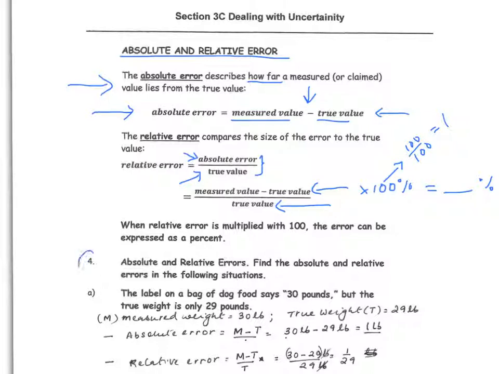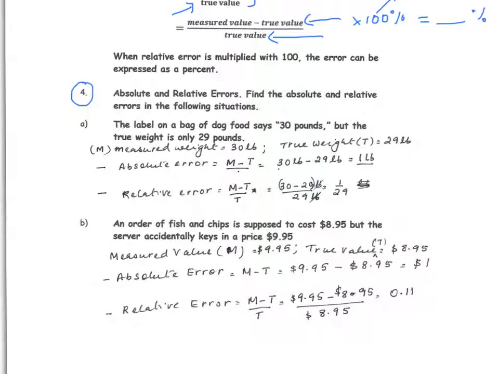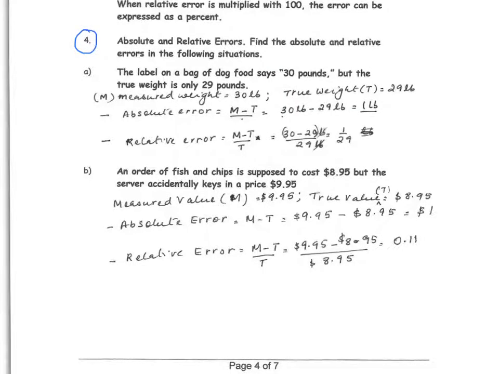Problem 4 gives us two examples of how absolute error and relative error are measured. Let's look at the two problems. So we have part A, the label on a bag of dog food says 30 pounds, but the true weight is 29 pounds. So the measured weight or the claimed weight is 30 pounds, but the true weight is less by 1 pound, so it is 29 pounds. So using the formula for absolute error, which is the measured minus the true weight, is equal to 30 pounds minus 29 pounds, and that is equal to 1 pound. That is the absolute error.